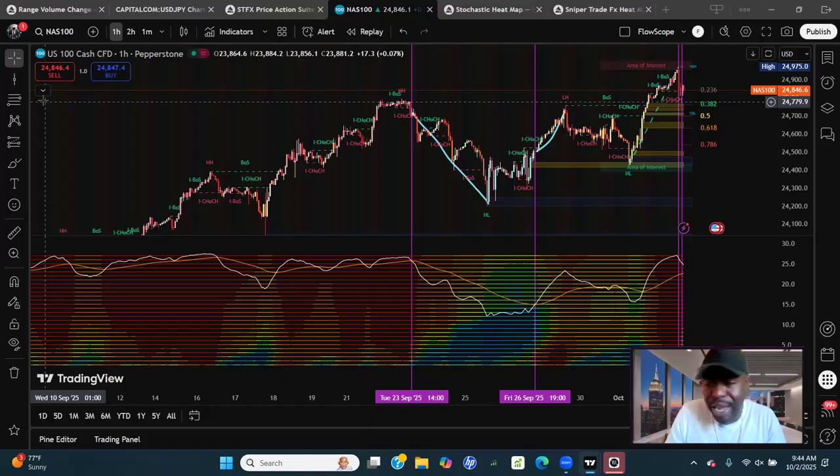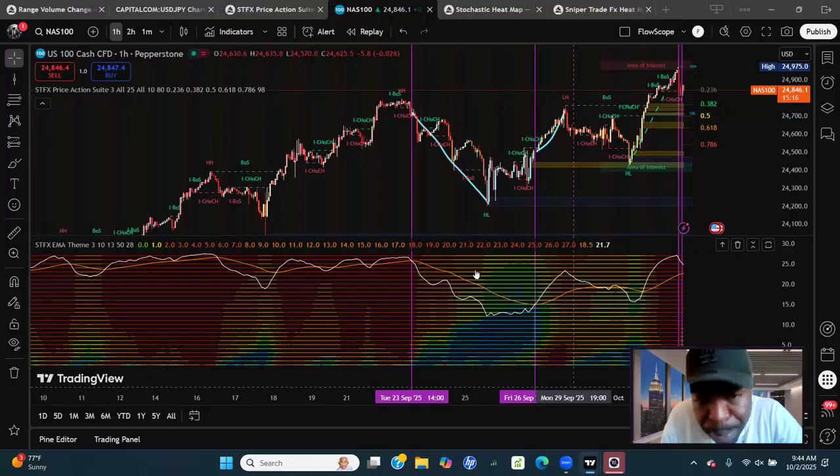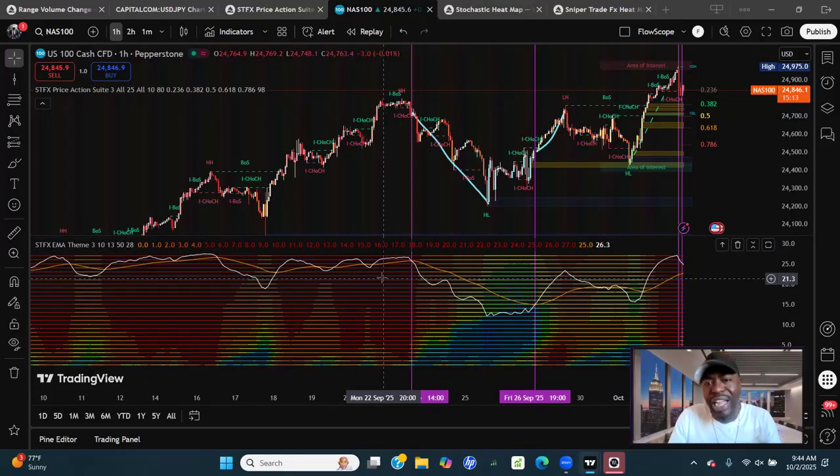These are two separate indicators. We got the Sniper Trade FX price action suite, and then we also have the Sniper Trade FX heat map down here at the bottom. These two indicators basically make one strategy and it's super fire.